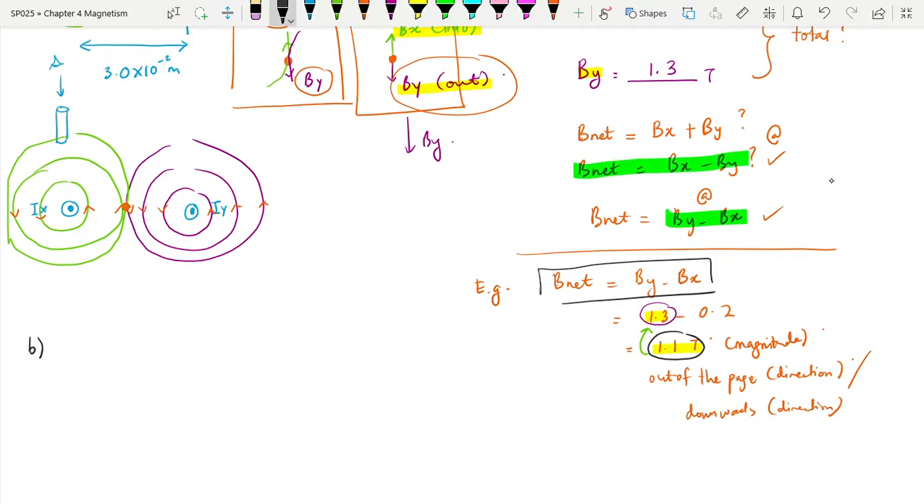So, I give you some hint. B net kita tadi, dia masih lagi BY minus BX ataupun korang nak buat BX minus BY tapi dia akan jadi kosong. Kita nak cari mana point in between the two wires.